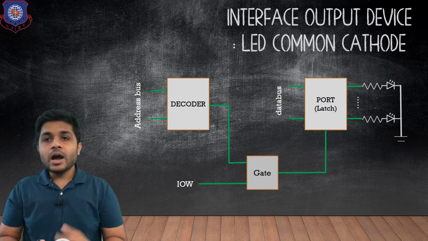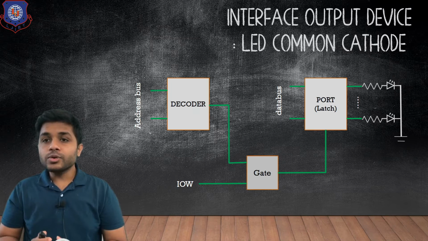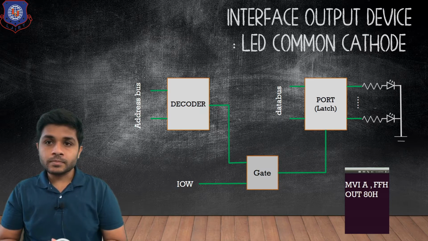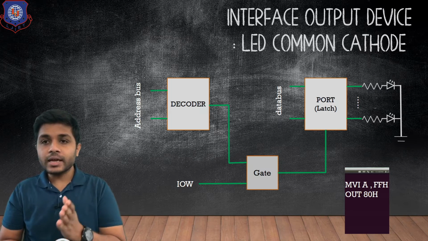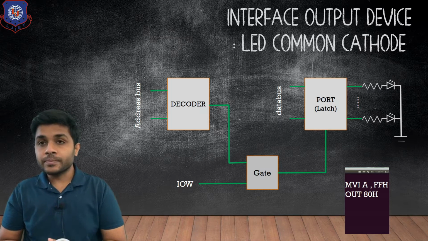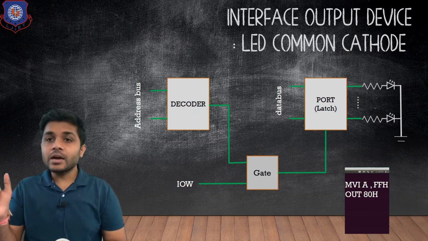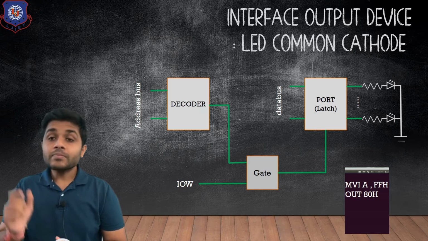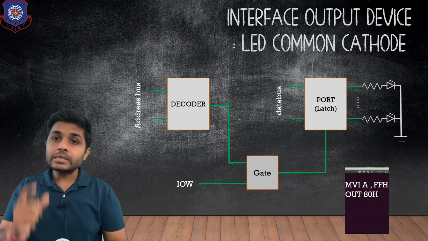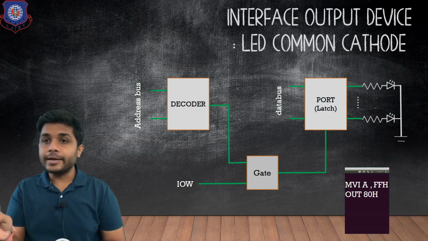Now let's see how to glow all the LEDs. To glow all the LEDs, you have to write one program. So the program goes like MVI A, FFH and OUT 80H. What is the meaning of MVI A, FFH? It means the FFH data will be stored in the accumulator. OUT 80H means the data in the accumulator will be transferred to the port and to the LEDs.